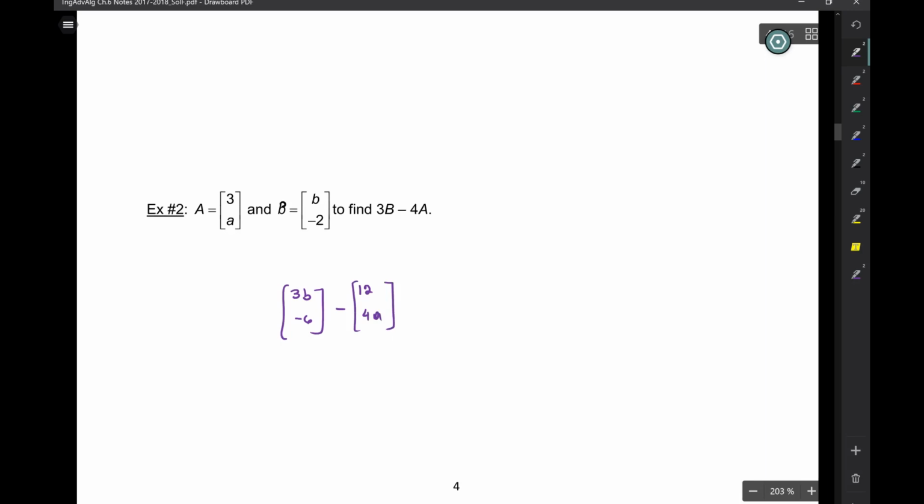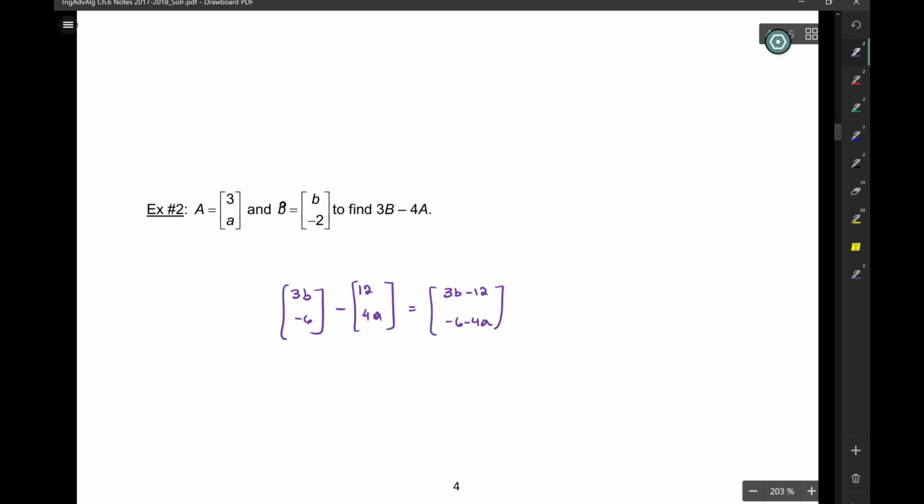Right? And now, when we subtract these, what are we going to get? 3B minus 12 and negative 6 minus 4a. Now, what are the dimensions of that matrix? Isn't that A little a? What are the dimensions of that matrix?